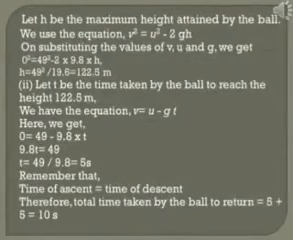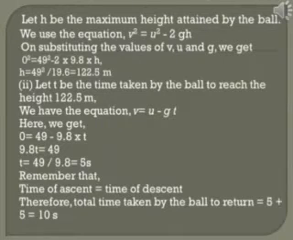Let h be the height attained by the ball. We use the equation v square is equal to u square minus 2gh. On substituting the values of v, u and g, we get 0 square is equal to 49 square minus 2 into 9.8 into h. Then h is equal to 49 square divided by 19.6, which is equal to 122.5 meter.